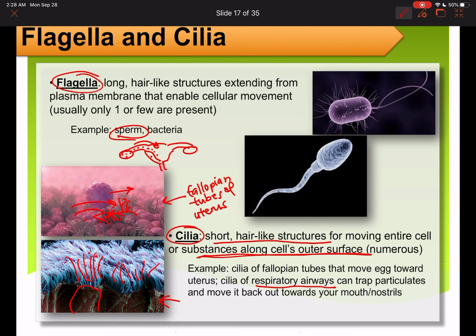The mucus can be moved upwards by the sweeping motion of these cilia, and swept up away from our airway into our mouth so we can spit out the mucus, or it can be swept up into our nasal cavity, where we can blow out all that mucus when we blow our noses. So that's what cilia are important for in terms of the human body.